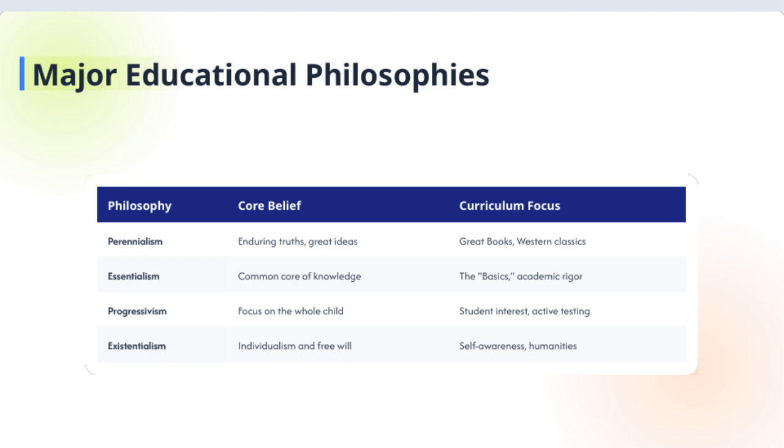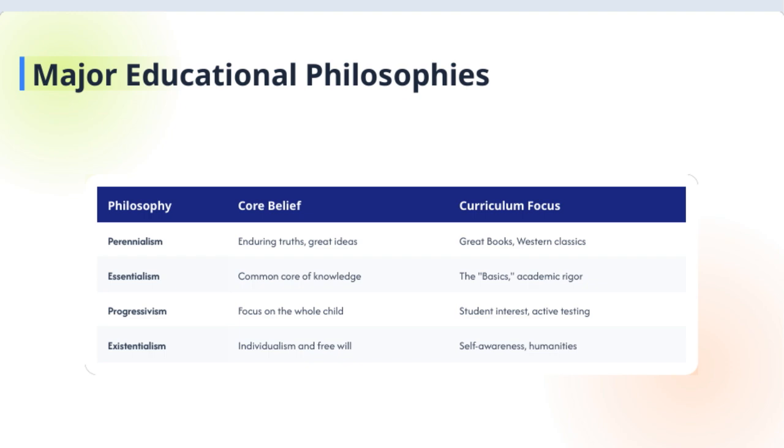Moving on, the focus on the whole child reminds us that education isn't just about academics, it's about developing emotional, social, and moral aspects as well. Progressivism is centered around student interest, promoting active engagement and experiential learning rather than passive reception of information. In contrast, the basics approach emphasizes academic rigor and mastering foundational skills, often through a common core of knowledge that provides a shared cultural foundation.